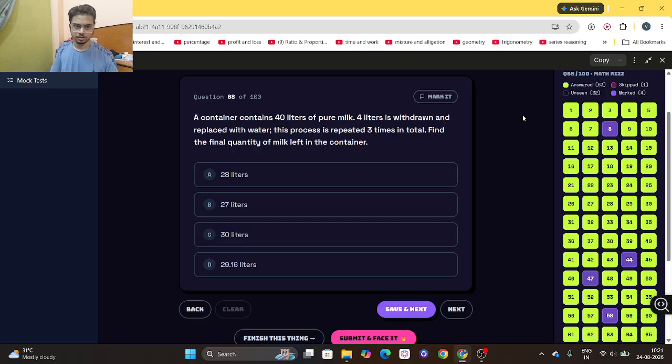A container contains 40 liters of pure milk. 4 liters is withdrawn and replaced with water. The process is repeated 3 times in total. Find the final quantity of milk in the container.